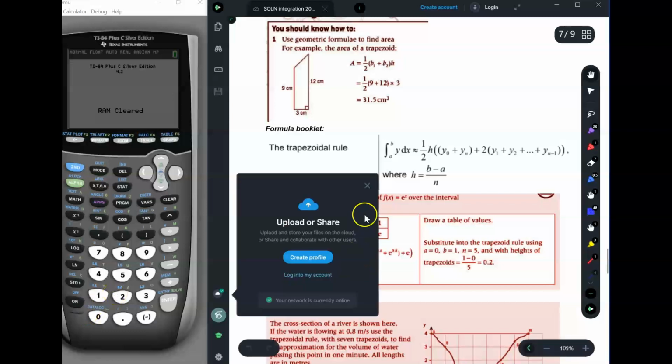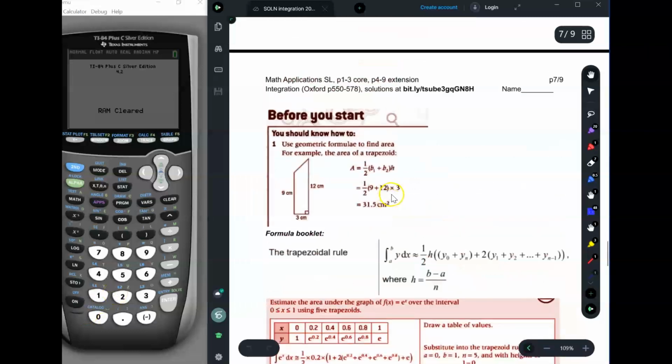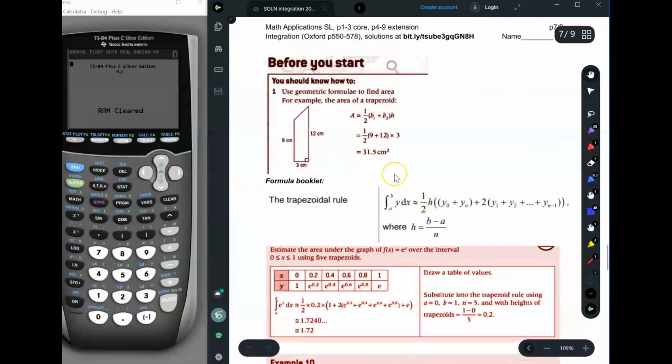Okay, this is the integration packet, and we are doing page 7, which is one of the extension pages. Pages 7 through 9 talk about using the trapezoidal rule, which is an estimation method of finding the area under a curve. Integration, of course, is better as long as you have the actual function, because you are going to find an exact number or a very close number if you use the calculator.